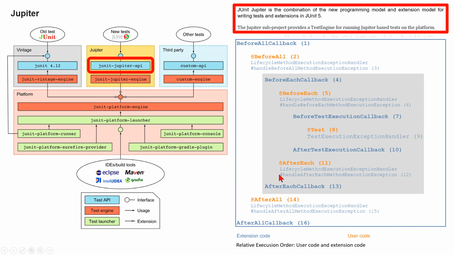Here the extension codes are here: the before all callback, before and these exceptions, and before each callback, before test execution callback, after test execution callback, after each callback, after all callback, and these lifecycle methods. And the user codes are at before all, at before each, at test, at after each, at after all.